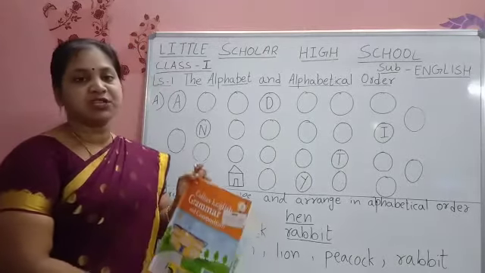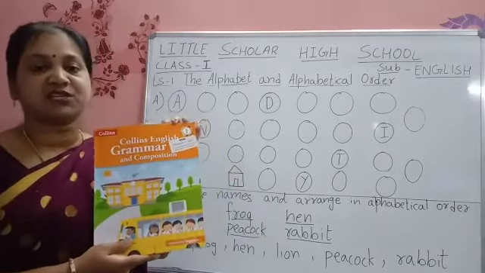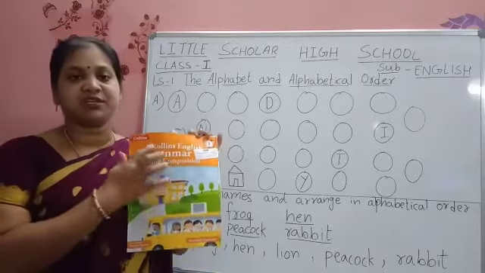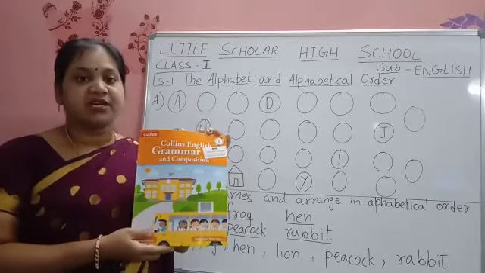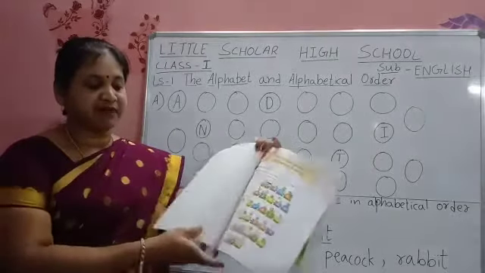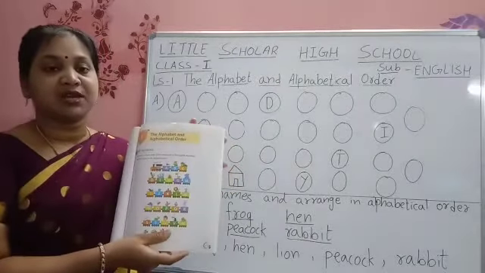Now open your English grammar textbook. This is our English textbook, children, Collins English Grammar and Composition. This is our first class English grammar textbook. Open your textbook, page number 11.